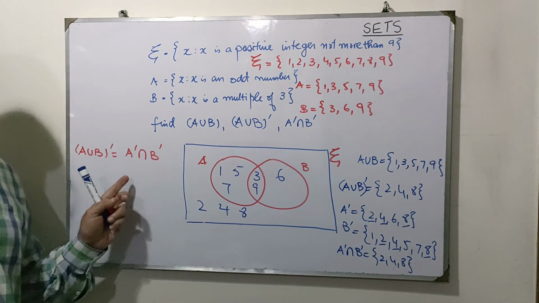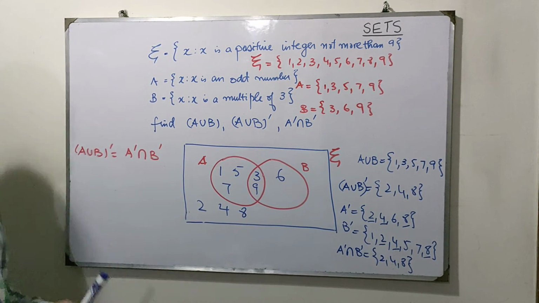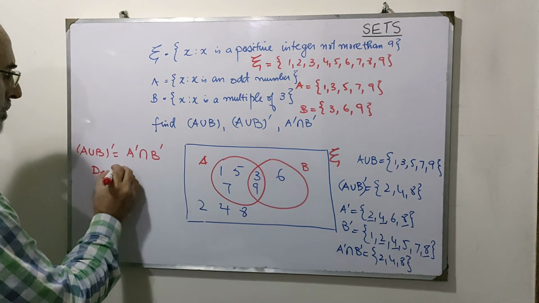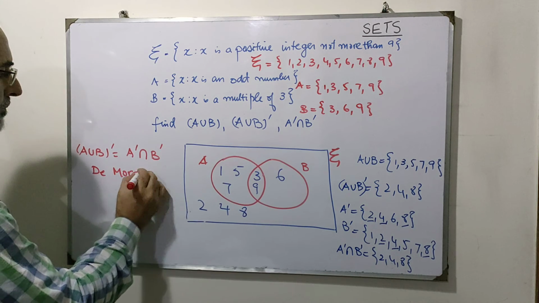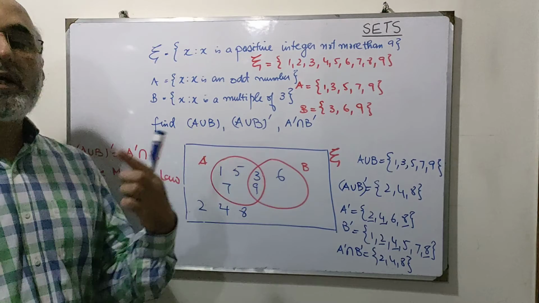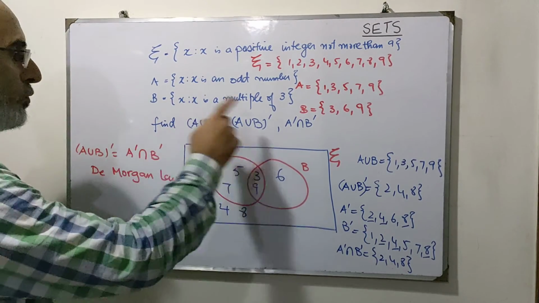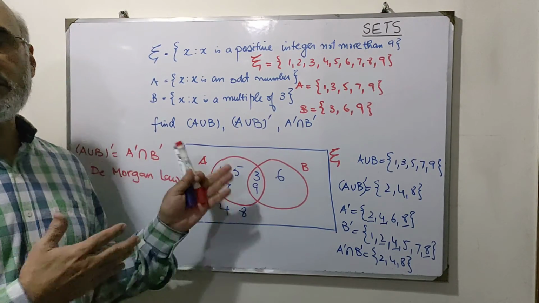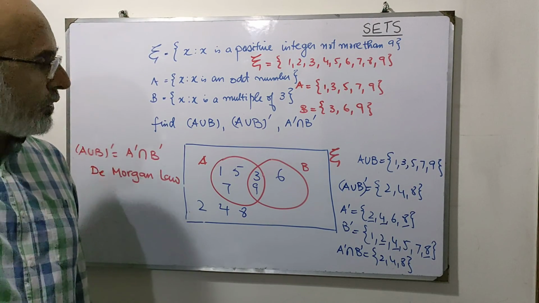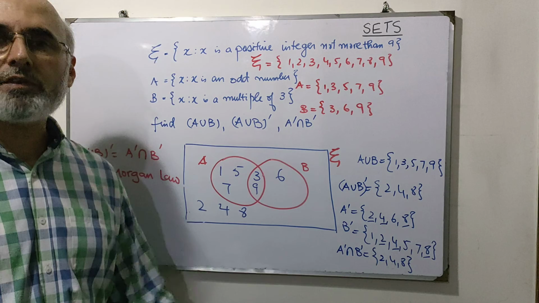So this equality is also known as the very famous De Morgan law. There are two De Morgan laws. We have proved one of them, and the same way you can prove the other one also. So this was about the basics of sets.